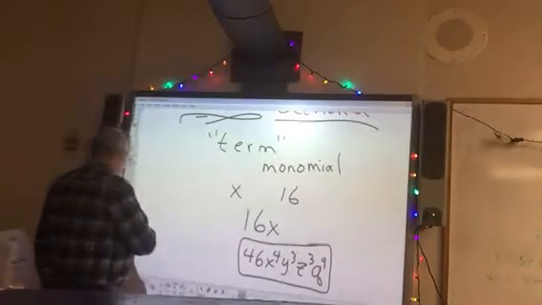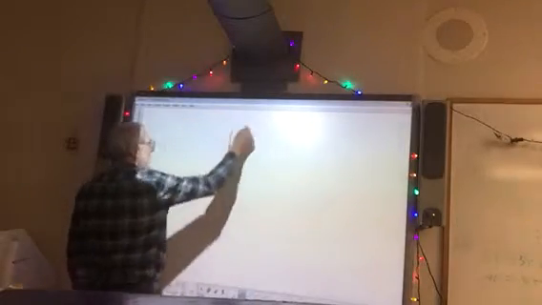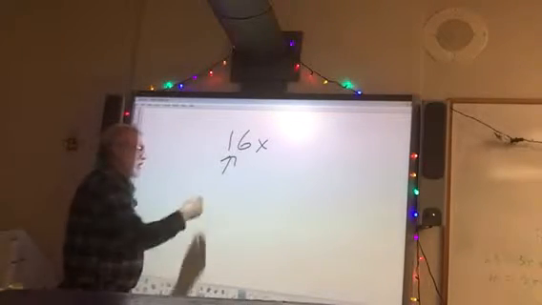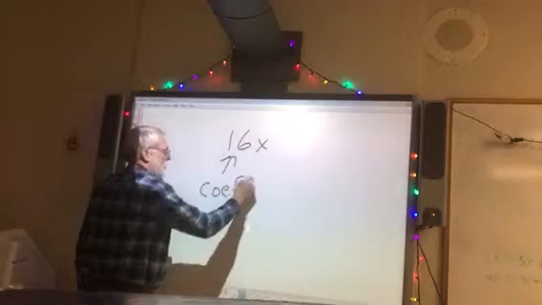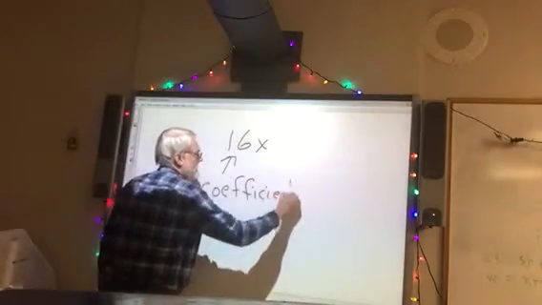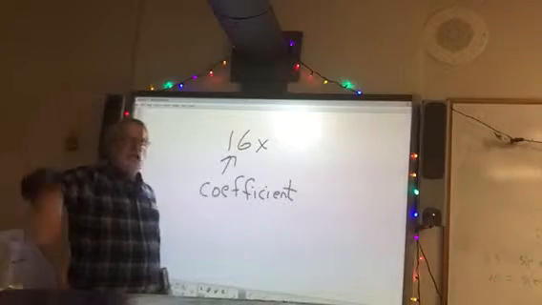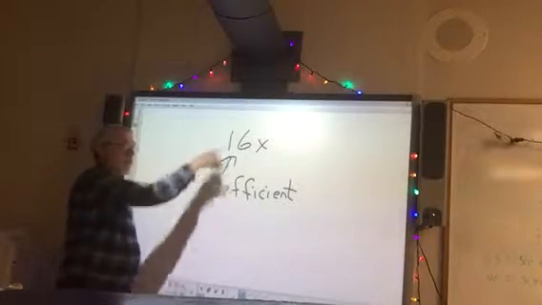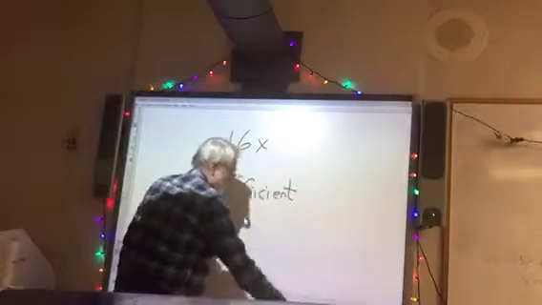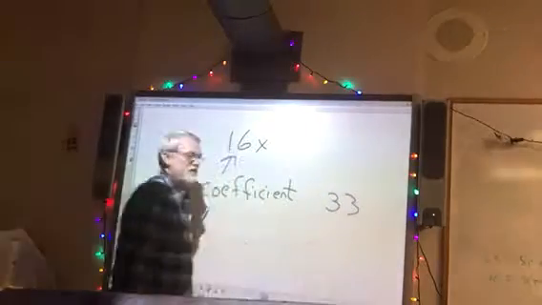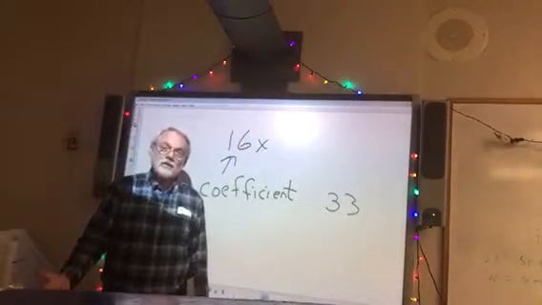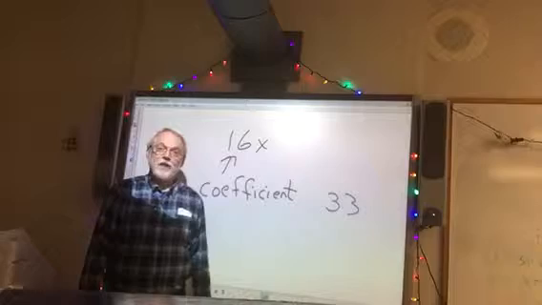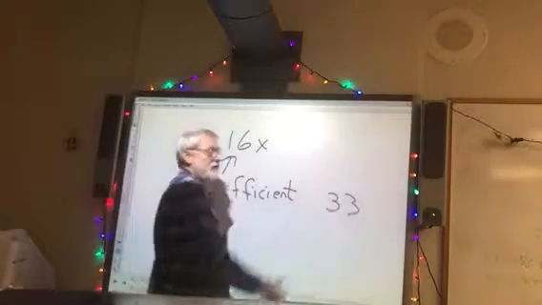Let's make it a little simpler now. If we have 16x, this part is called the what? We've been dealing with it in earlier chapters. Coefficient. You didn't know that I could speak French, did you? Oui, monsieur. I can't, so I'll quit. This is called the coefficient of x. That's still a monomial. How about this number, 33? Monomial. What's the coefficient? 33. A number is a coefficient of itself if it's by itself.